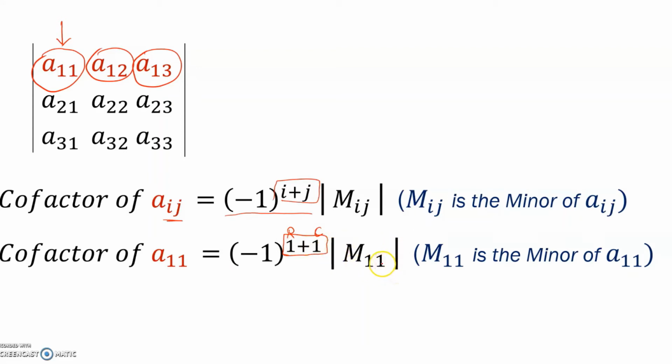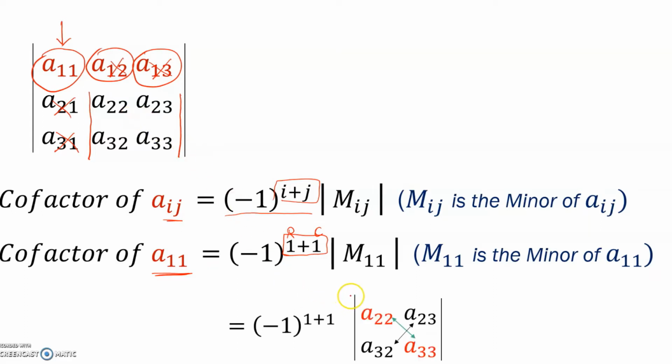So what is a minor? To find the minor of A11, eliminate the elements which are in the same row and the same column. You're left with A22, A23, A32, and A33. Let's bring that down here. So you have -1 to the power of 1 plus 1 multiplied by the determinant of A22, A23, A32, and A33.